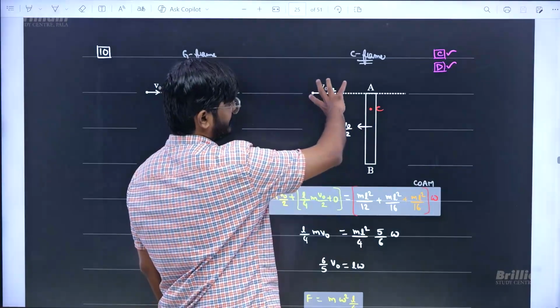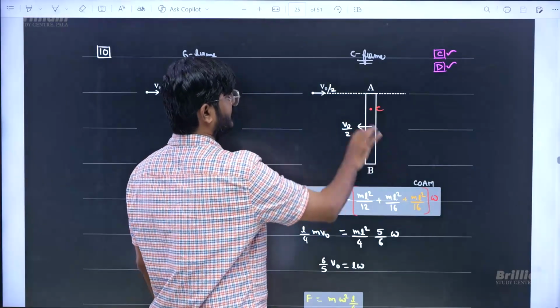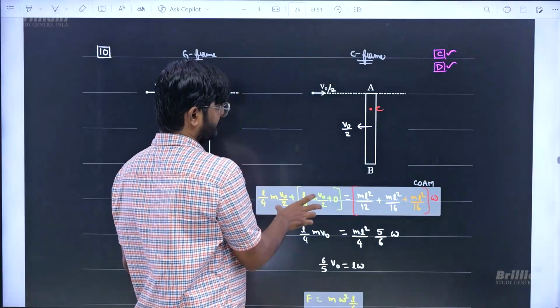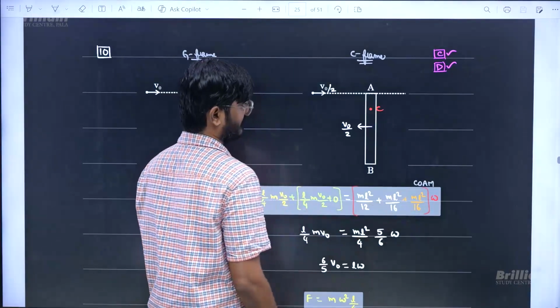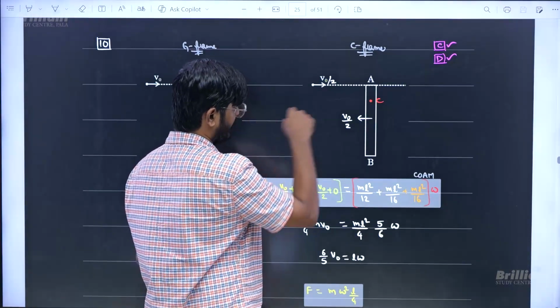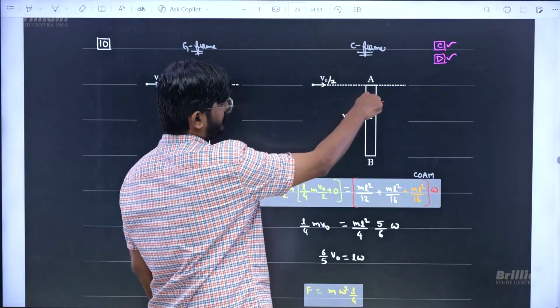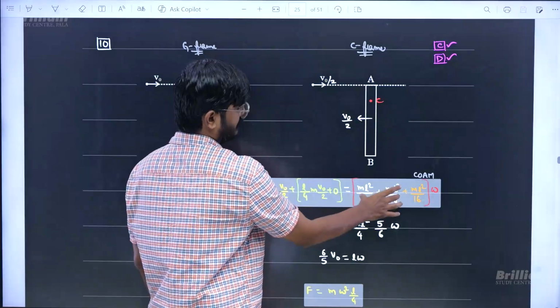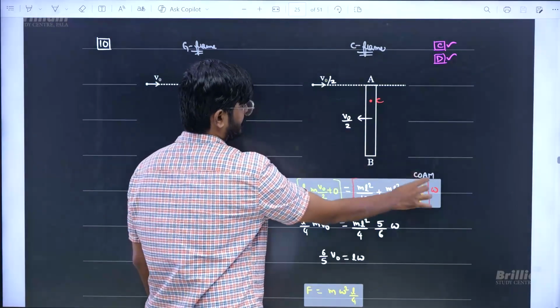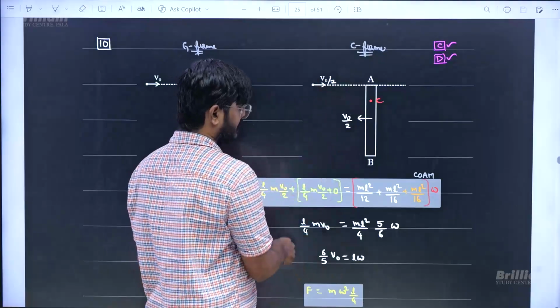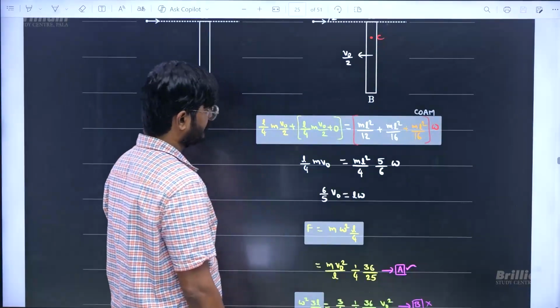So I understand after hitting this is not going to move, and the initial angular momentum of the system should be equal to final angular momentum of the system. As it is rotating about this axis, I can go with I about this axis into omega. This is moment of inertia of the rod about this axis, and this is moment of inertia of the particle. From there you will be getting omega value.